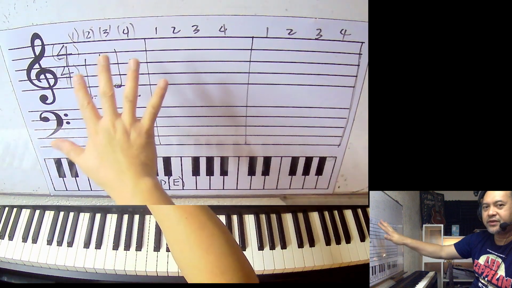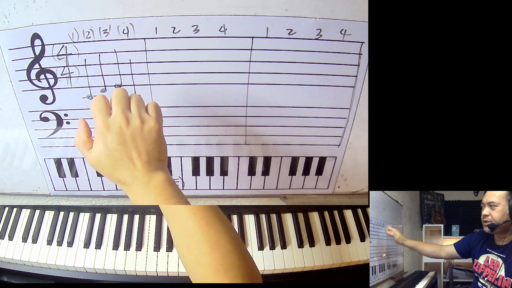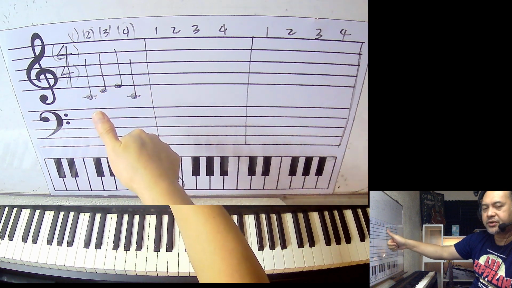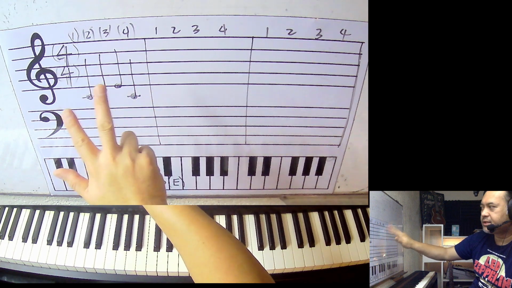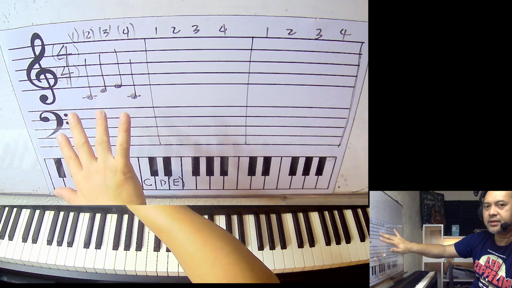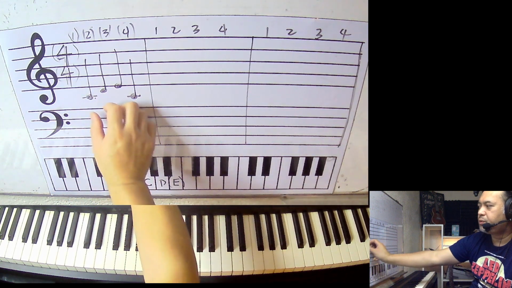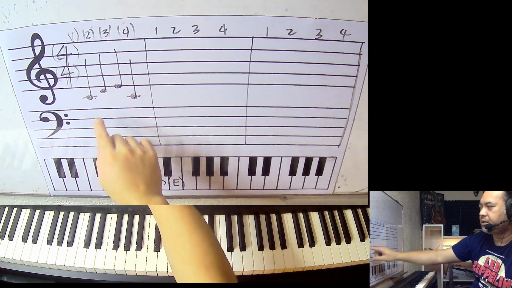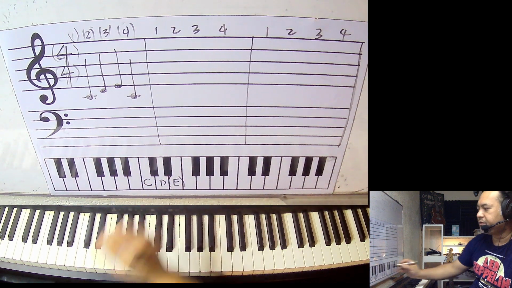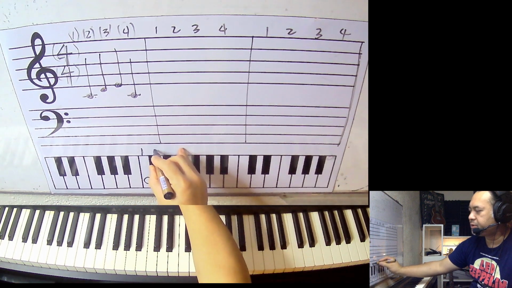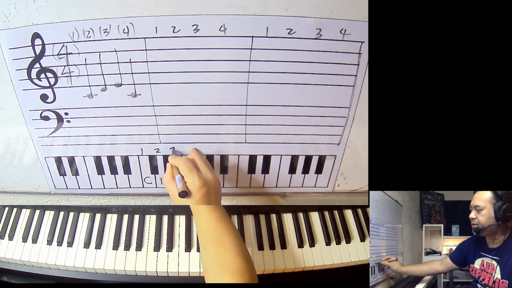We have 5 fingers to use, right? Usually, finger number 1 is our thumb, 2 is index, 3 is middle, 4 is ring, and pinky is 5. So for these notes, you can use 1, 2, 3 going up. See? Finger number 1 on C, finger number 2 on D, and finger number 3 on E.